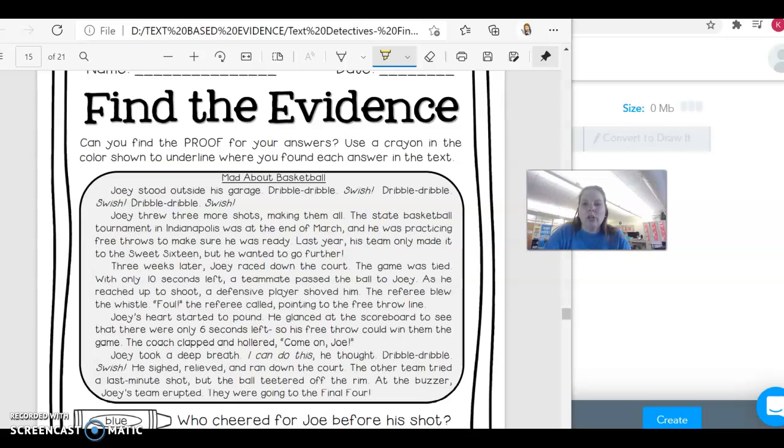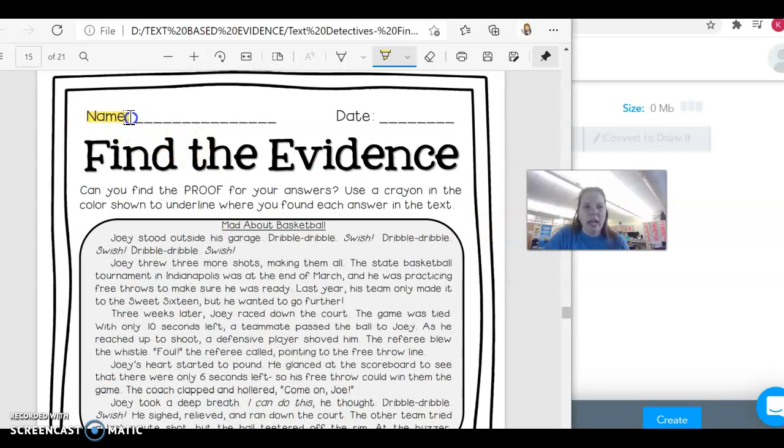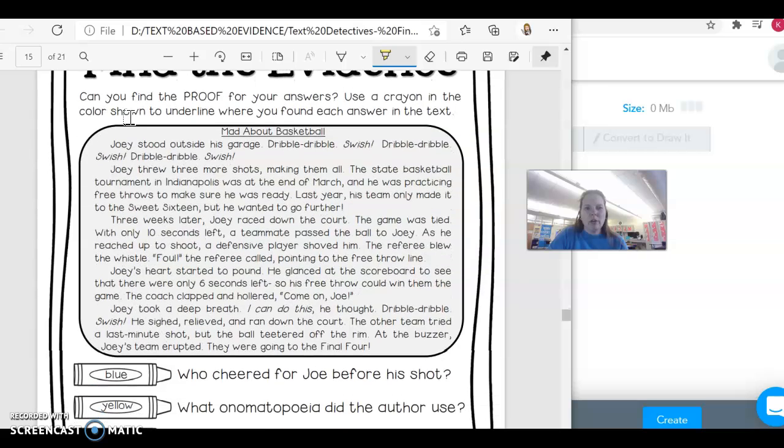So you should have this paper in your folder. It says Mad About Basketball. So I want you to open up your ELA folder and pull this paper out and make sure you write your name. So if you need to pause the video, go ahead and do that real quickly. The next thing we're going to do is grab our highlighter and we are going to highlight the title. The title of this story is called Mad About Basketball.